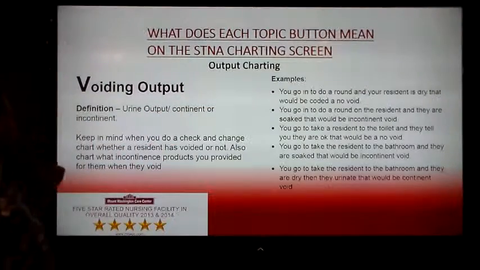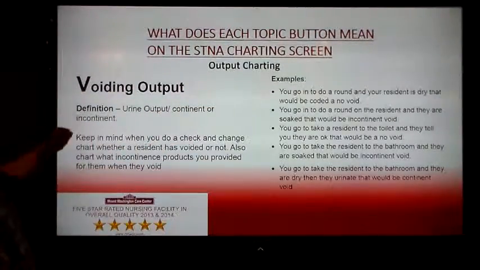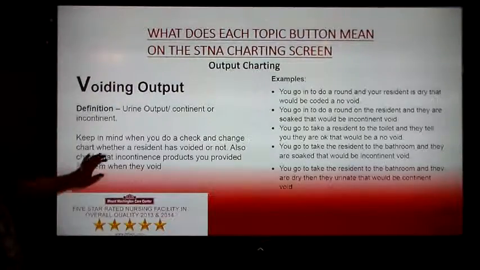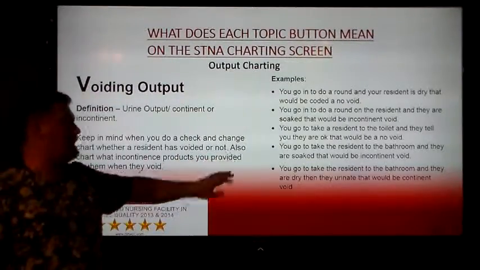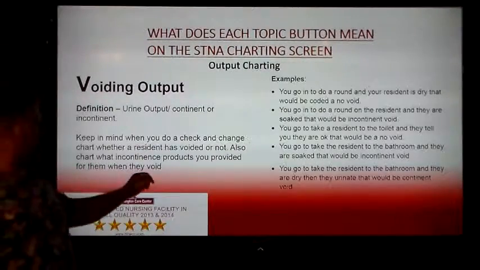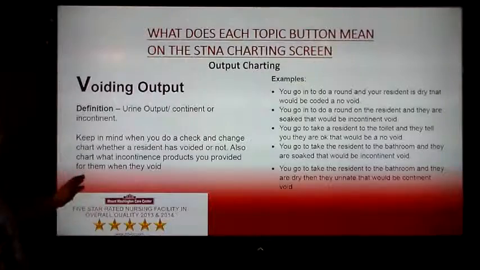The first one is voiding output. The definition: urine output, both continent or incontinent. Keep in mind, when you do a check and change, chart whether a resident has voided or not each time. Also chart what incontinent products you used to provide them when they do void.